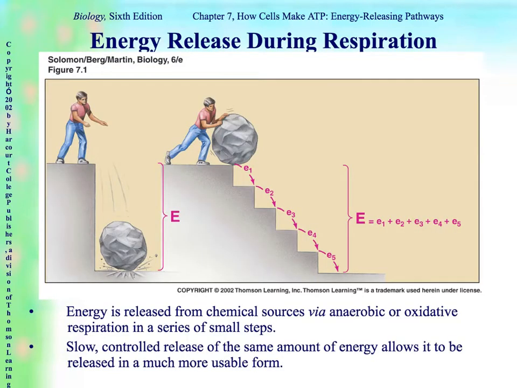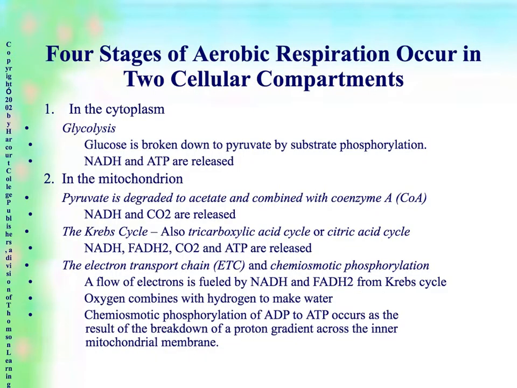Okay, this next picture shows how energy is released during cellular respiration. It's released from chemical sources via anaerobic or oxidative respiration in a series of small steps. It is not going to be just one big chunk of release. It is going to go step by step, in small little steps of releasing energy. This slow, controlled release of the same amount of energy allows it to be released in a much more stable, usable form. Okay, there are four stages of aerobic respiration, and they occur in two parts of the cell.